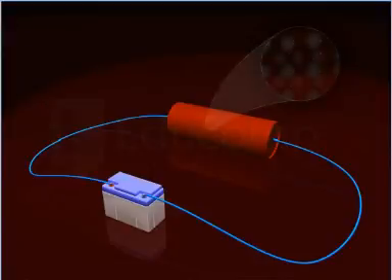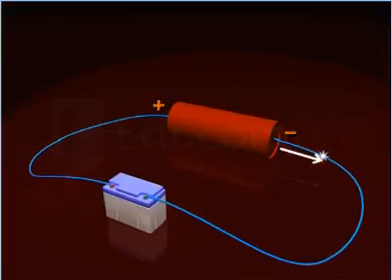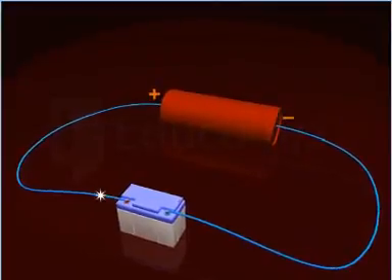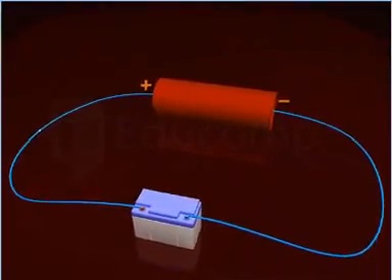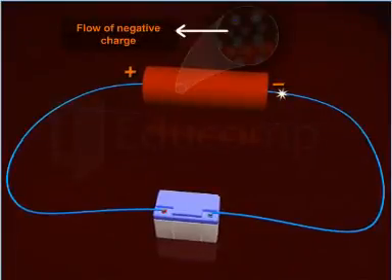Therefore, in order to develop continuous current, you provide a steady electric field to maintain respective charges at the ends. By convention, direction of electric current is taken as the direction of flow of the positive charge carriers, which is opposite to the flow of negative charge carriers.